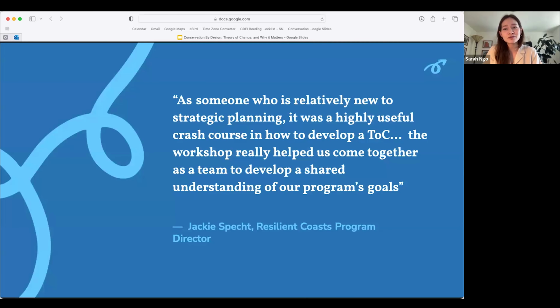And so a final quote for you, from one of our early theory of change team customers, Jackie Specht. "As someone who is relatively new to strategic planning, it was a highly useful crash course in how to develop a theory of change. The workshop really helped us come together as a team to develop a shared understanding of our program's goals."